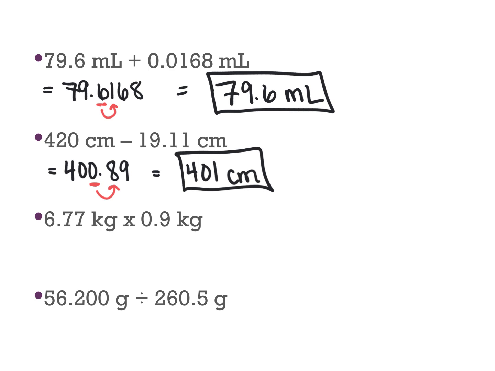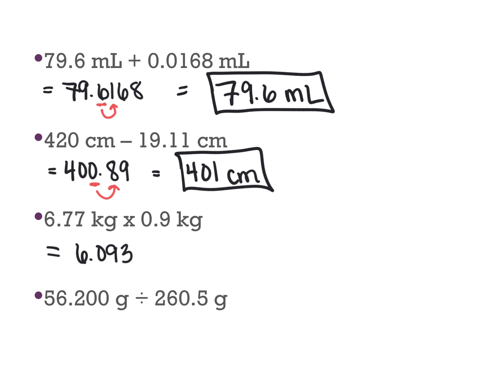All right, are we doing okay so far? Next, we have 6.77 kilograms times 0.9 kilograms. What are you getting? 6.093.